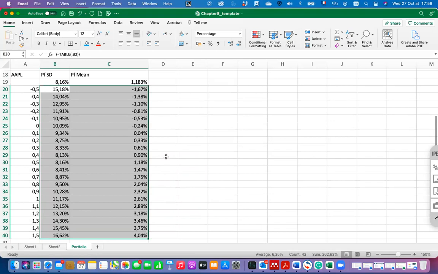So we can build what we call the efficient frontier. Markovitch has proposed the efficient frontier, which is the set of points that represents the best possible combination ever.